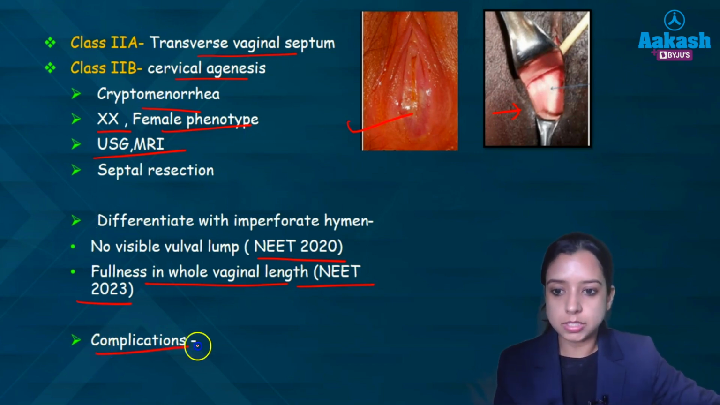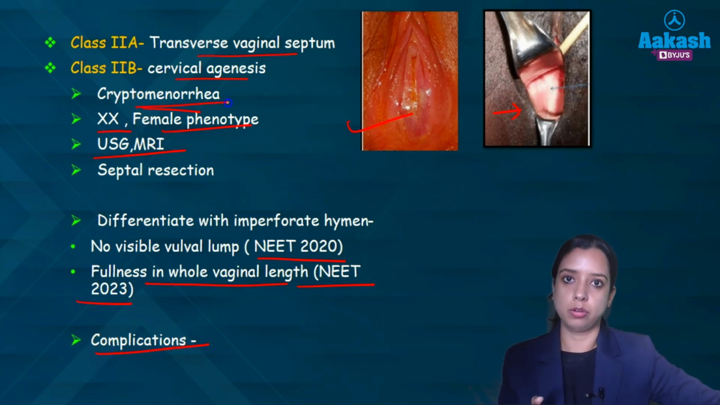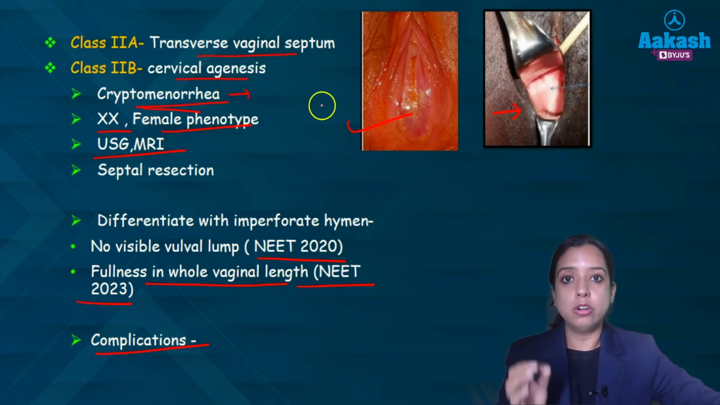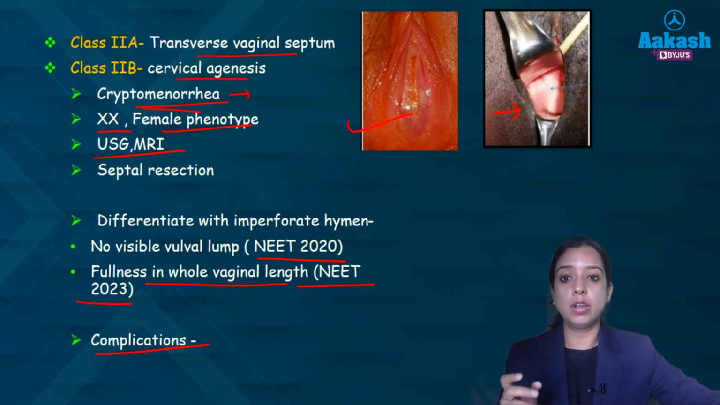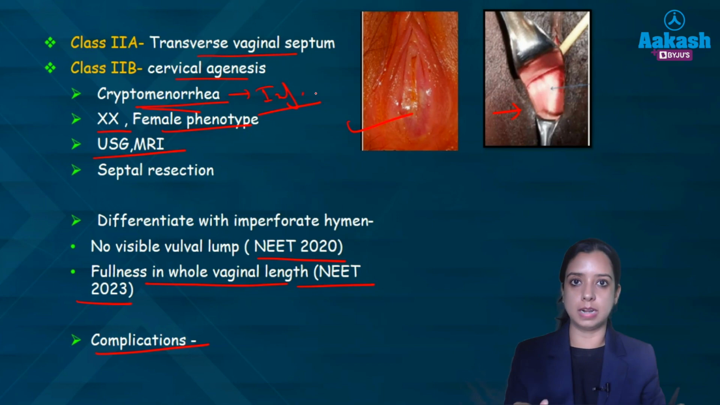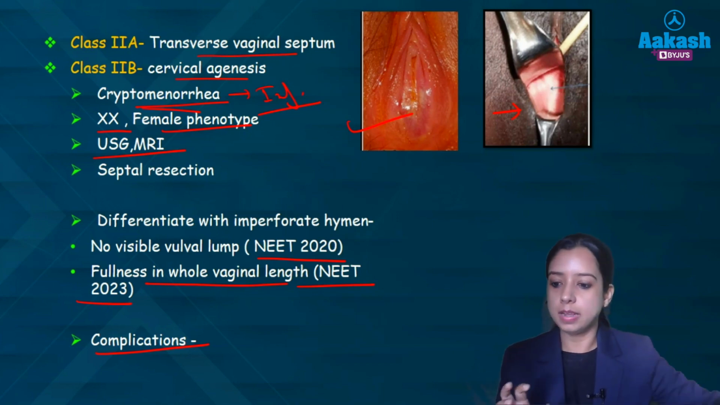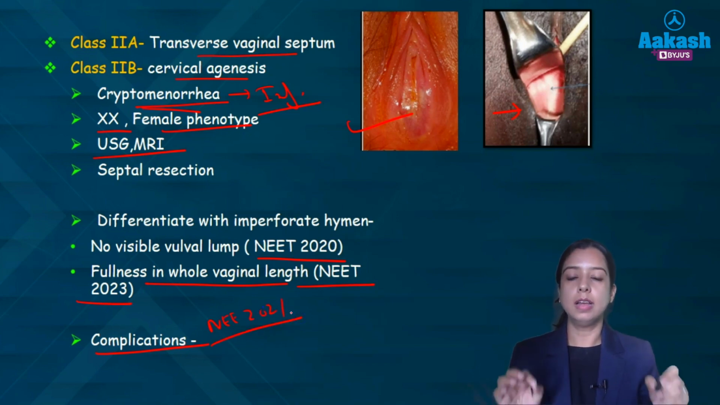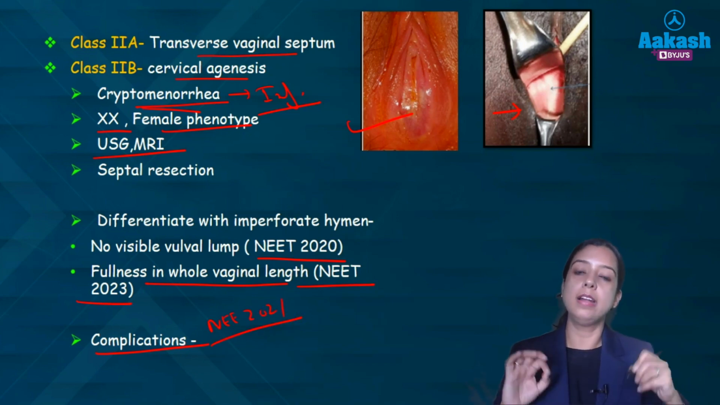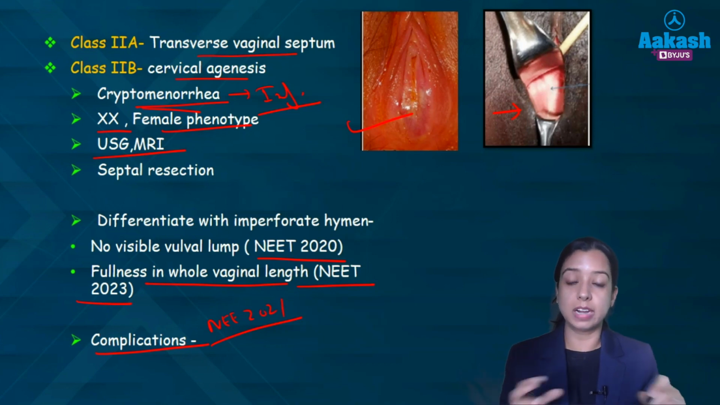The complications which can occur are basically because of cryptomenorrhea. That is why it has to be treated fast. It can lead to endometriosis because of the regurgitated blood, endometriosis, dysmenorrhea, and even infertility because of so much blood being regurgitated out. So that's how it will present. Complications have been asked in NEET 2021. So what complications occur? Infertility and endometriosis are the complications of transverse defect. This is class 2 disorders.